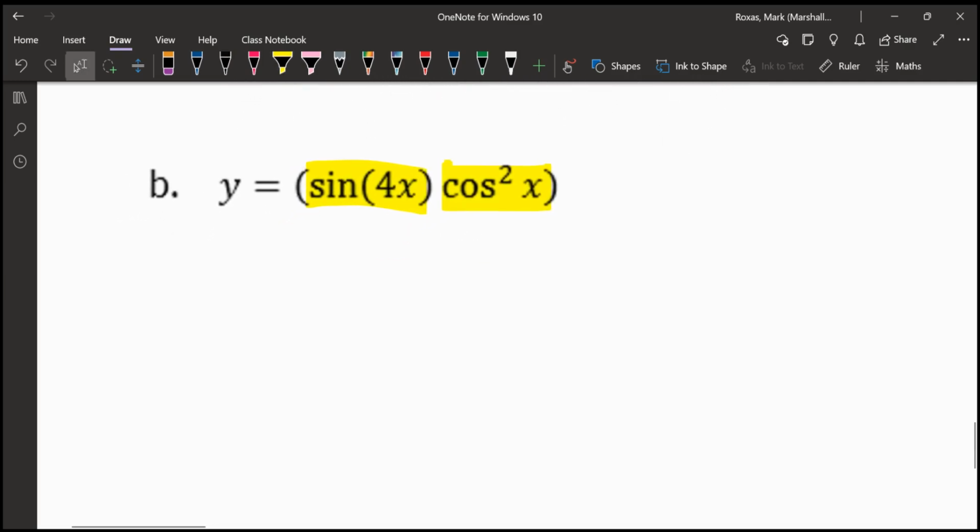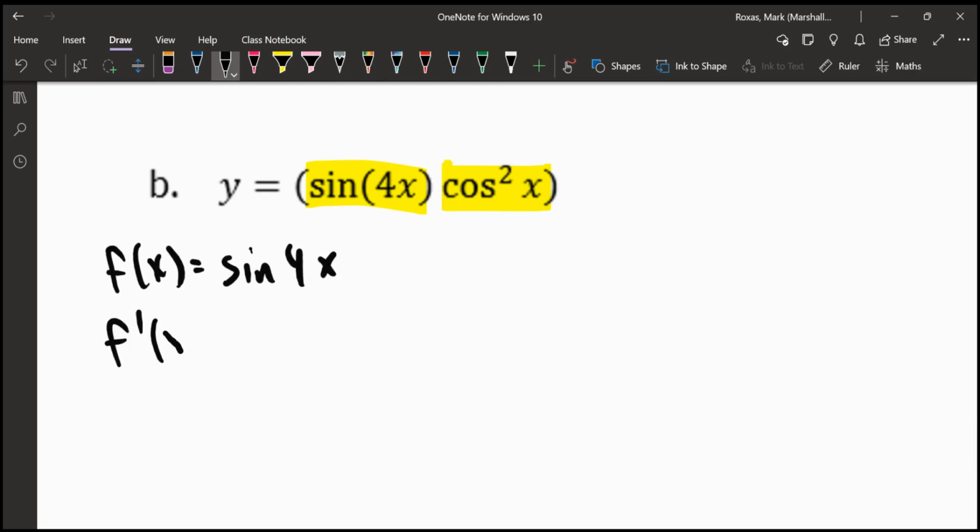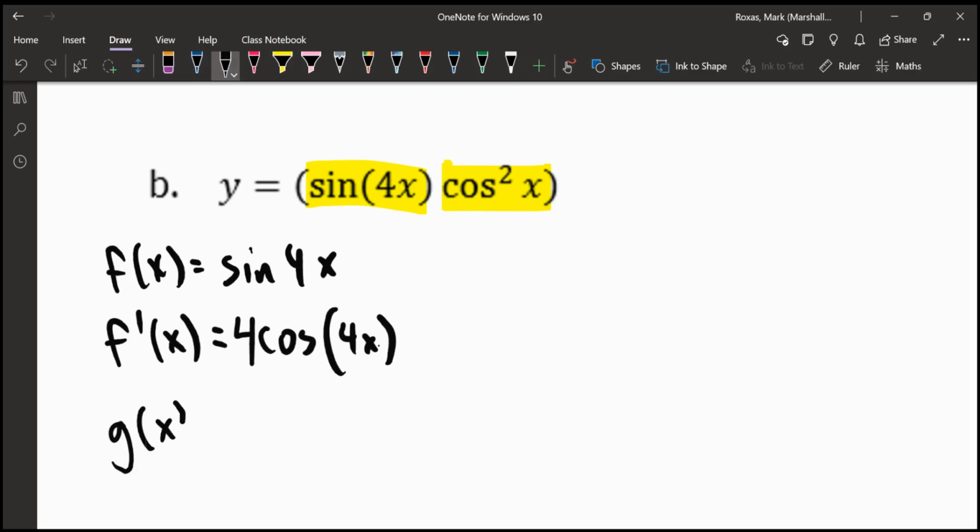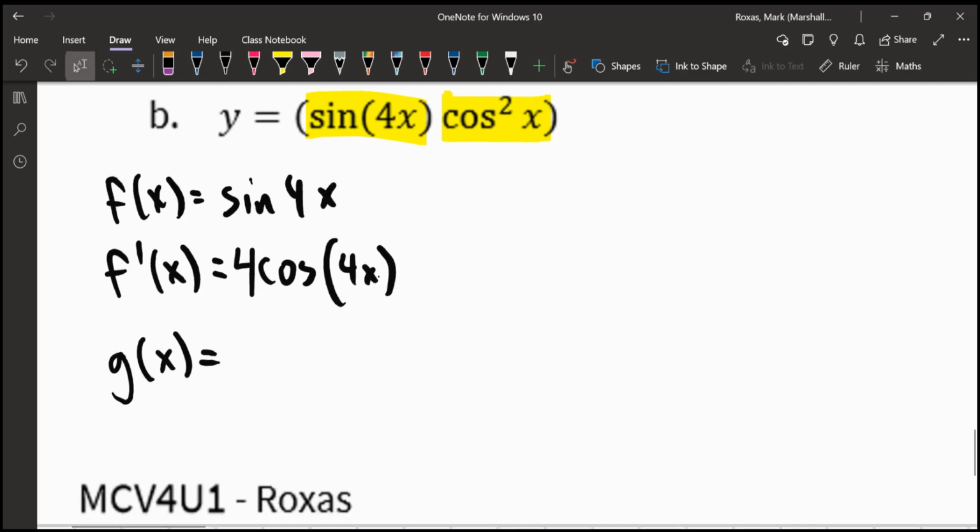Okay, maybe it's useful to kind of work it out first, right? If I define f of x to be the first function, sine of 4x, then its derivative f prime of x will be the derivative of sine, which is cosine, rewrite the argument 4x, and then multiply it by the derivative of the inside function, or the inside argument, which would just be 4. And I can put the 4 in the front. Okay. And then the second function, g of x, equals cosine squared x.